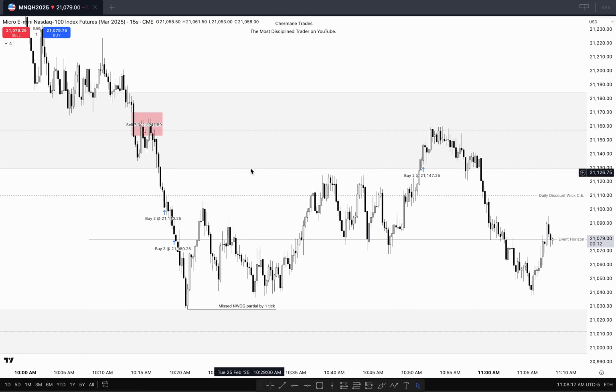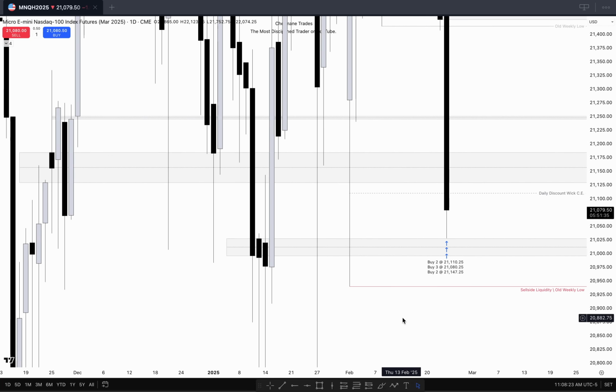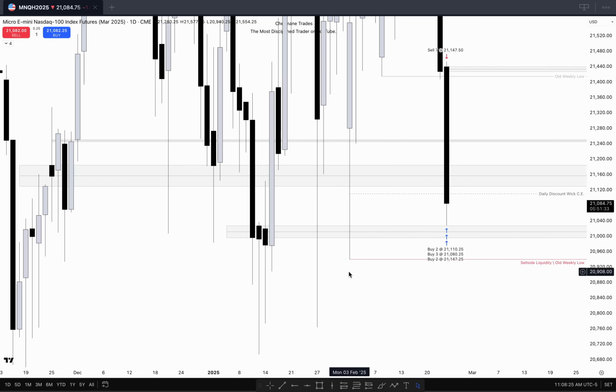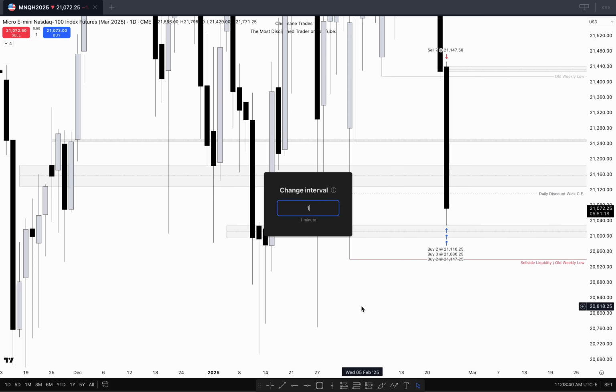We have a new week opening gap here and a new week opening gap here. If we zoom out, we have sell side, which is an old weekly low within your last 3 weeks. Old highs, old lows within the last 3 weeks or the last 3 days, you want to keep that on your chart. We also highlighted the midpoint of this wick on the daily from Monday, February 3rd. So if we go to our 15-second chart, let's go to a 5 first, actually.